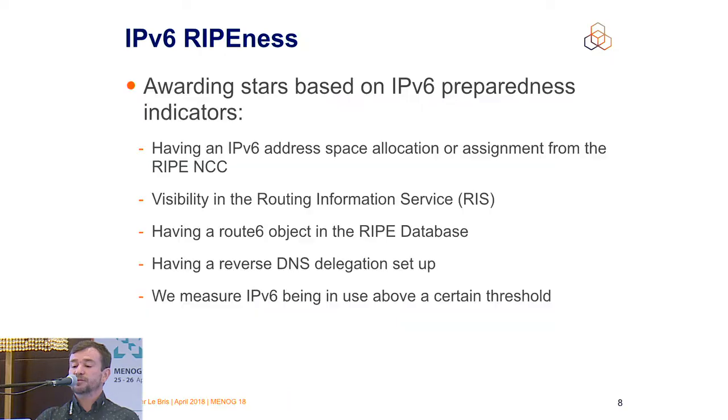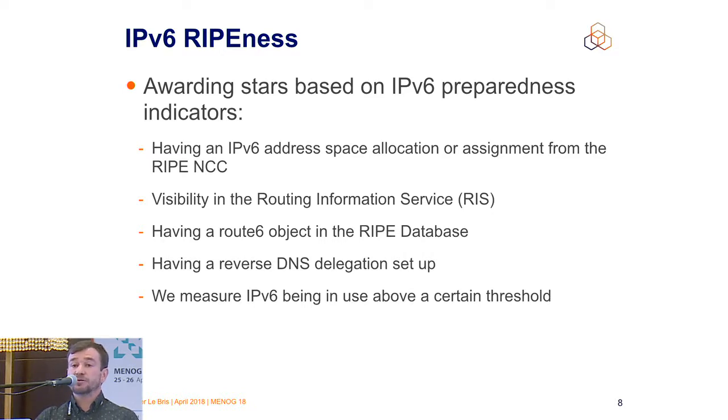So if we look now into the IPv6 RIPEness, which is a way to see if you are using IPv6: let's say you have an IPv6 allocation. If you start to announce it, and after that, you have your reverse DNS set up, so the reverse DNS is like a mapping of your IPv6 address into DNS, you have different information there that can show a form of uptake of IPv6. So you also have a way to measure the usage of v6.